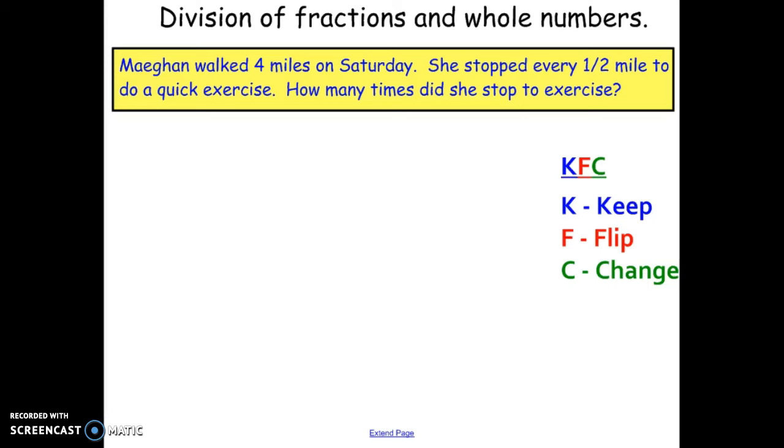Division of fractions and whole numbers. We are going to learn to divide fractions by whole numbers and divide whole numbers by fractions.